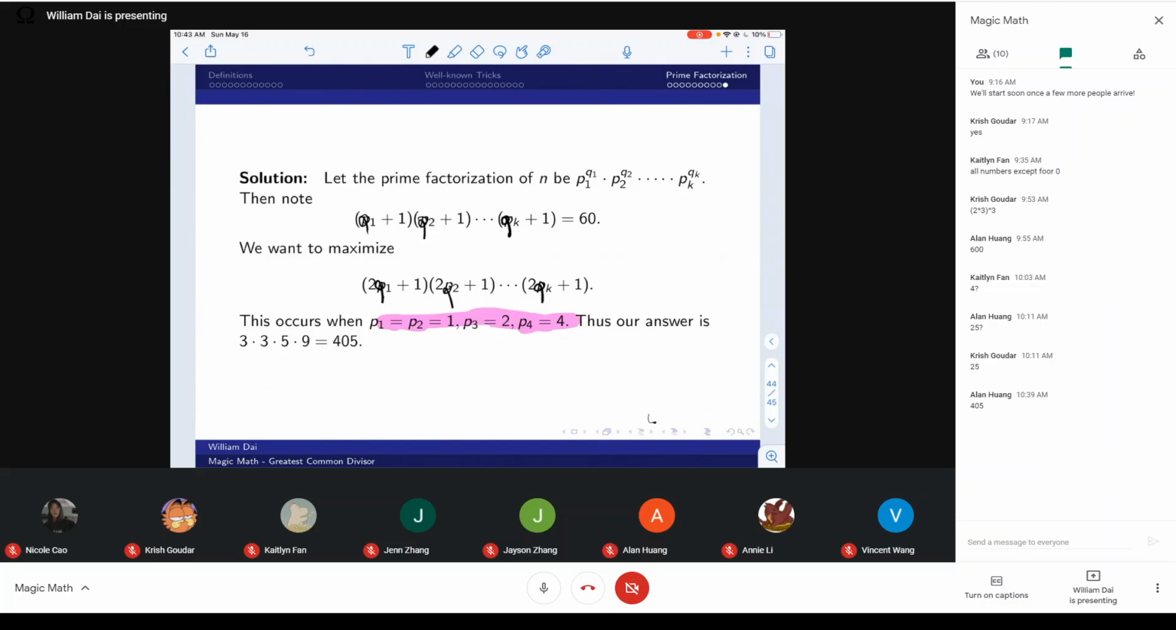Okay, so the best way to maximize is to make all of them roughly equal. And yeah, so in general, when you want to maximize a product, you want to make all of the terms as equal as possible. In general, that's how you maximize. And this happens when, and the best way to make them equal is to use as many terms as possible.